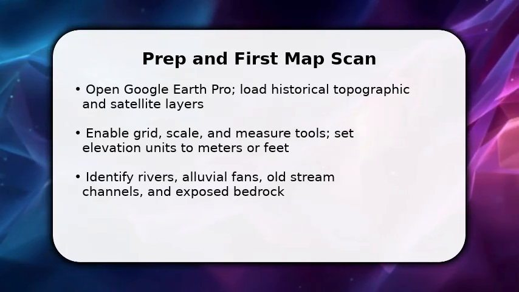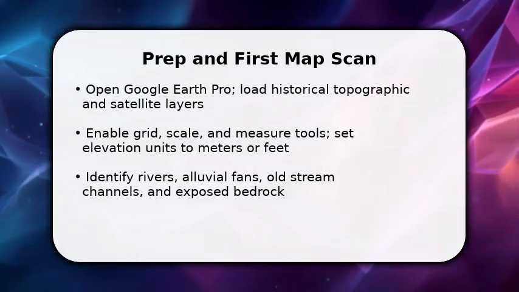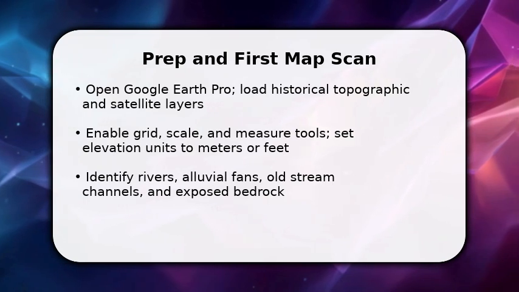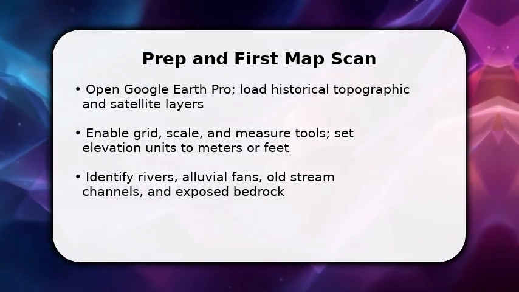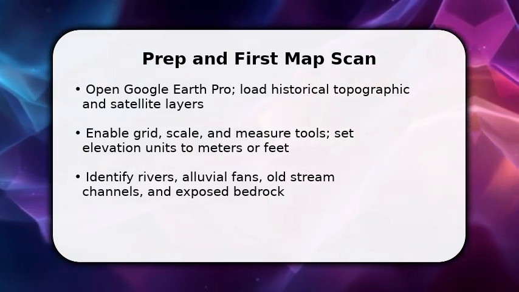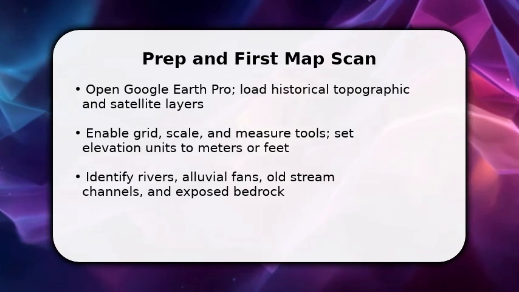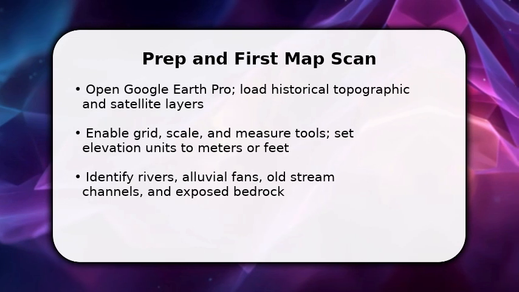You start by opening Google Earth Pro and loading satellite plus historical topographic layers so you can compare eras. Once done, enable grid, scale, and the measure tool and set elevation units to meters or feet. This helps with slope and distance checks.